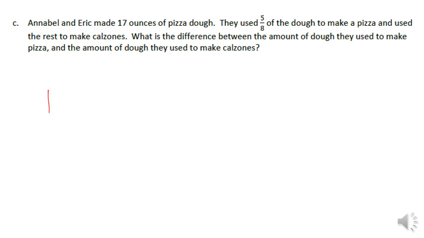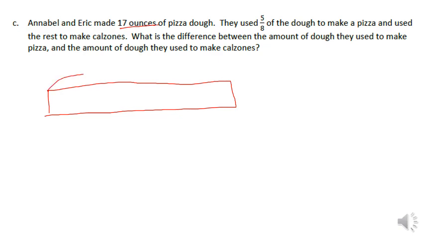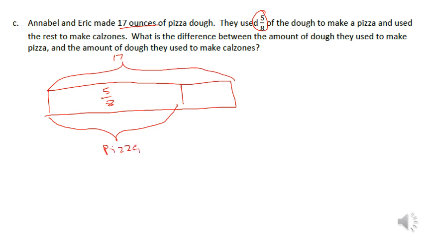I'm going to put my tape diagram here, and then we're going to go back through and read it again. It says Annabelle made 17 ounces of pizza dough. So that's our total, 17. They used 5/8 of the dough to make pizza. So I'm going to put this one here, and I know this is 5/8, and this was to make pizza. And used the rest to make calzone. So this was calzone. Now, this is 5/8 and it has to equal 1 whole, so calzones had to be 3/8.